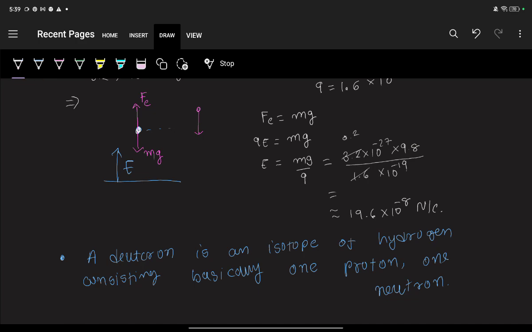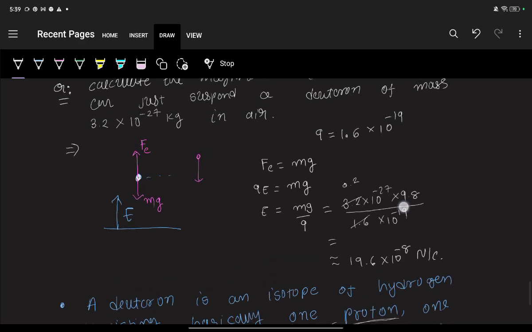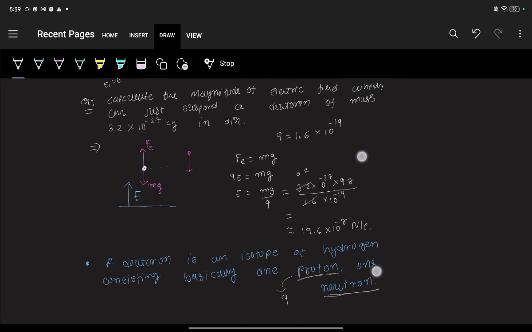Since neutron is neutral, we end up with the charge of proton, which is Q, which is 1.6 into 10 raised to minus 19. Okay, write it down.